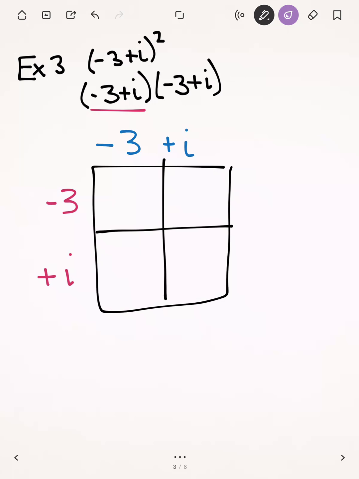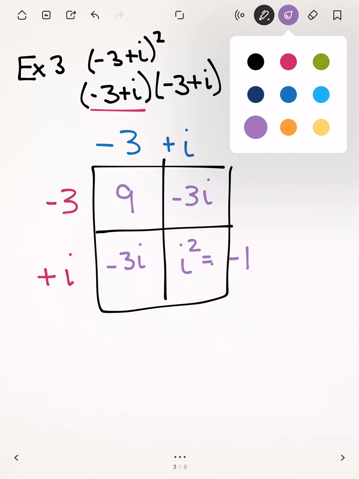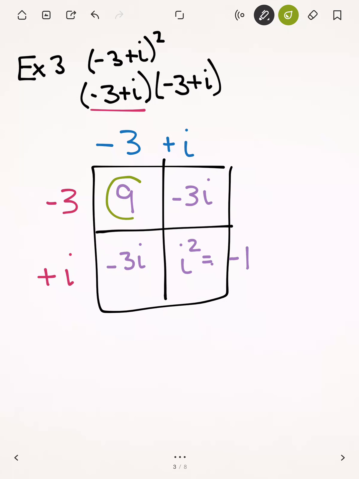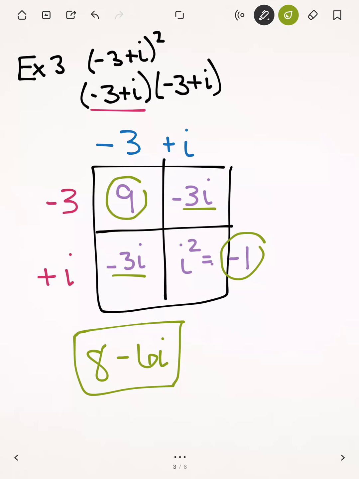So -3 times -3 is a +9. -3 times i is a -3i. i times -3 is a -3i. i times i is an i squared. But remember, i squared equals -1. So now I can combine my like terms. So what can I combine with a 9? The -1. 9 minus 1 is 8. -3i minus 3i is a -6i. And that's my answer. It's in the form of a plus bi.